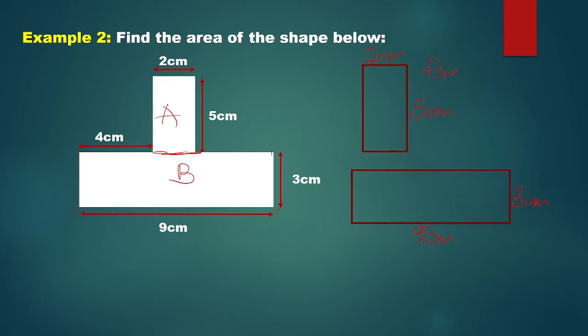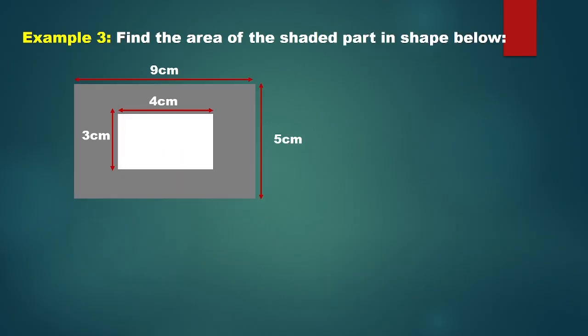Now, to find the area, first I'll find the area of the first one, which is 2 centimeter multiplied by 5 centimeter. That's simply 10 centimeter squared. The area of the second one will be 9 centimeter multiplied by 3 centimeter, and that is 27 centimeter squared. So the area of the whole shape will be the total of the two areas. That is 10 centimeter squared plus 27 centimeter squared. This is simply 37. Let's try out the next example.